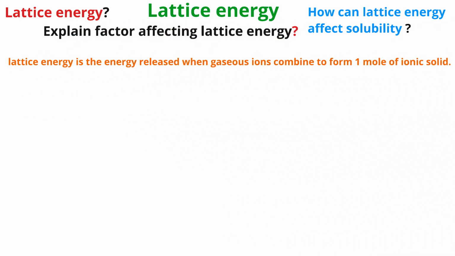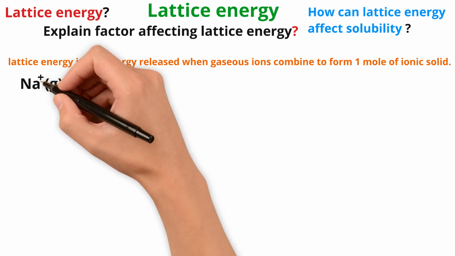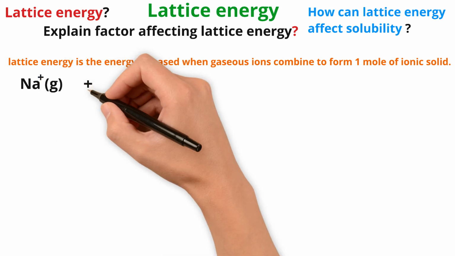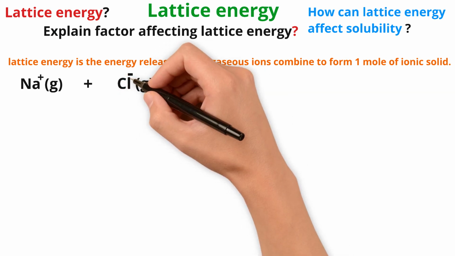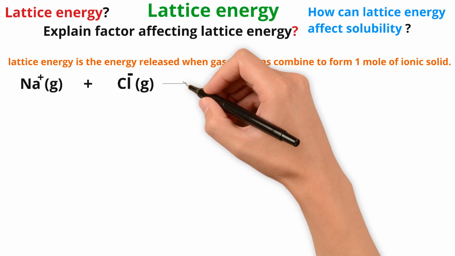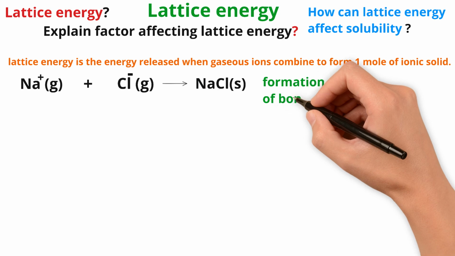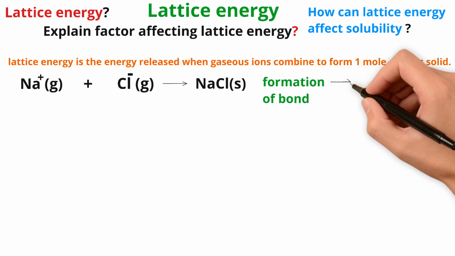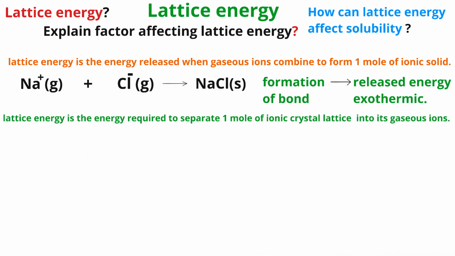Lattice energy is the energy released when gaseous ions combine to form one mole of ionic solid. For example, sodium ion gas reacts with chloride ion gas. Finally, it forms sodium chloride. Sodium chloride is an ionic solid. Formation of a bond always releases energy. Therefore, it is an exothermic process.